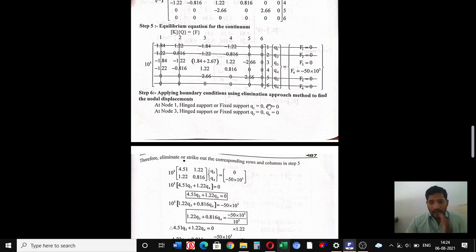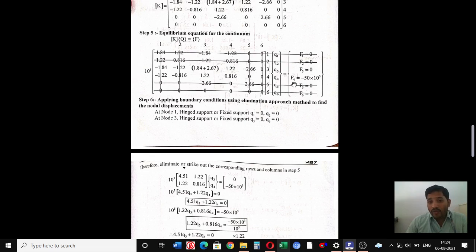Clear here? Then let us see the force F3. Force F3 is how much? It should be 0. And force F4, which force is acting here? Compressive force is acting. So that's what we need to consider as minus 50.